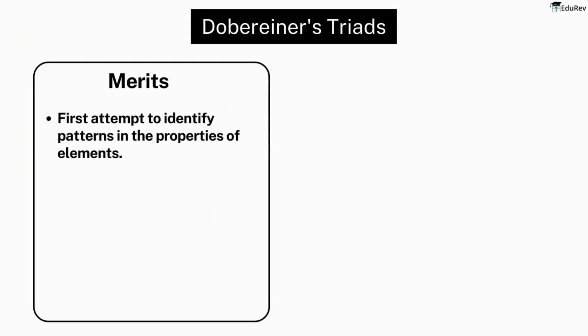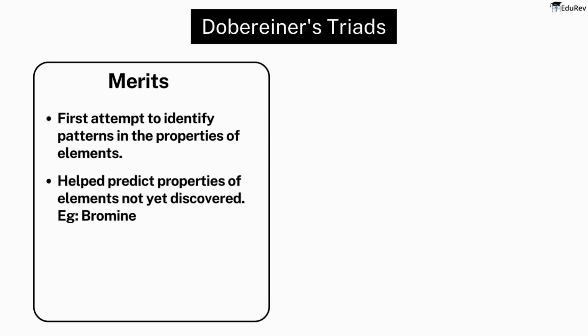Dobereiner's triads were one of the first attempts to identify patterns in the properties of elements. One of the main merits of Dobereiner's triads was that they helped predict the properties of unknown elements.